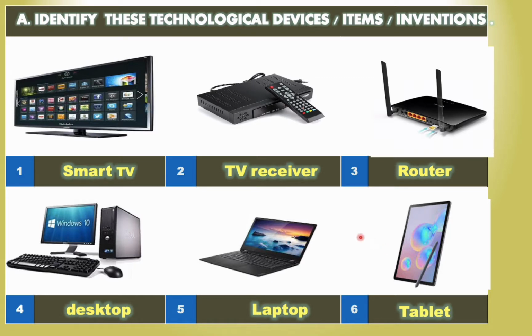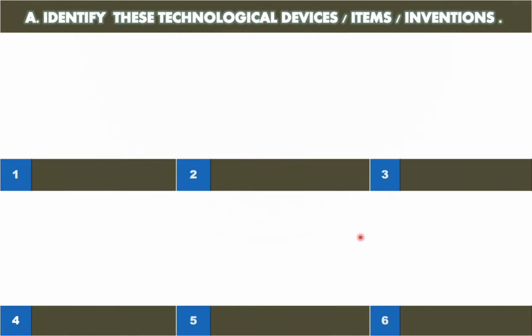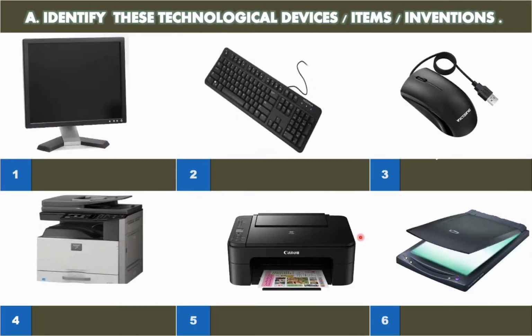Okay, let's move to the next list. We have a monitor, sometimes called screen. Okay, and we have keyboard. Good. This one is used for typing on the computer or the laptop.